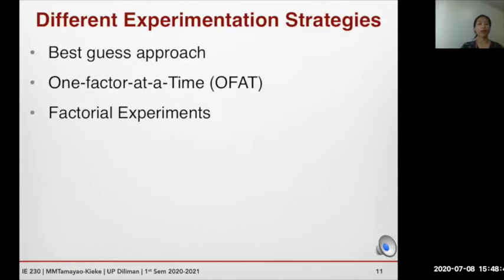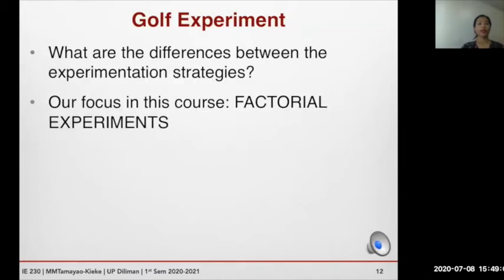Now, there are three general strategies of experimentation, which include the best guess approach, one factor at a time or OFAT, and the factorial experiments. Now consider the golf experiment example of Montgomery in his book, Design and Analysis of Experiments, to familiarize yourself with the different strategies of experimentation. In this course, we will focus on factorial experiments.